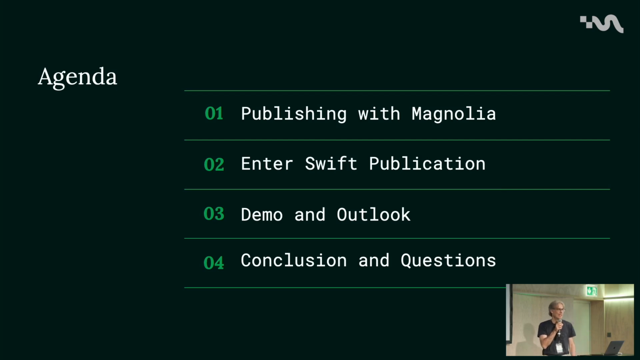Its aim is to improve and make more flexible the publishing experience that you have when you publish your content with Magnolia. We are going to look at publishing in general, how it works currently with Magnolia, just to set the stage and get everybody on the same page here. Then we talk about Swift publication, what it is, how it works, the architecture, the implementation options that you have.